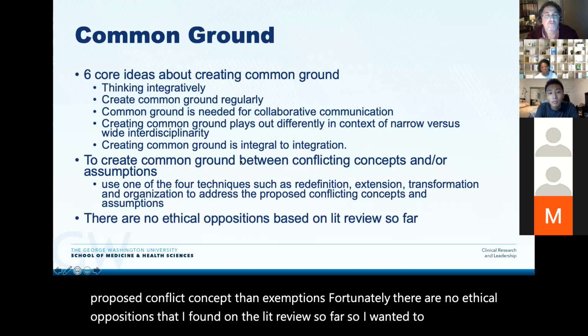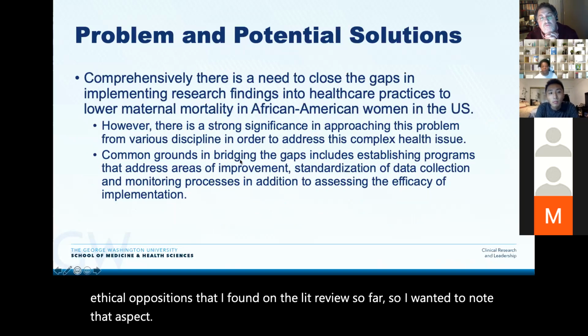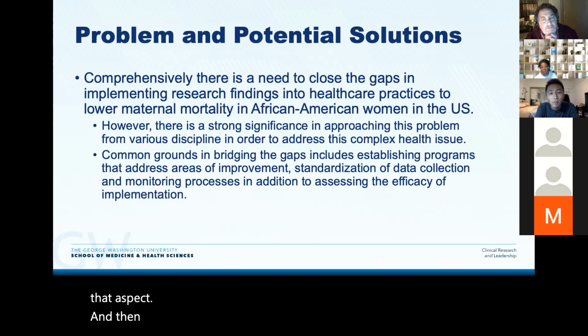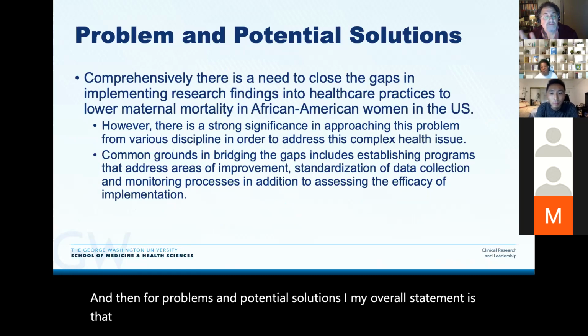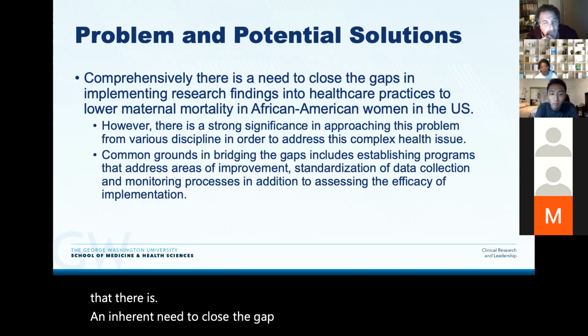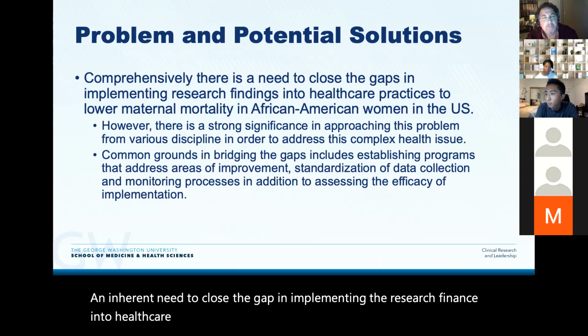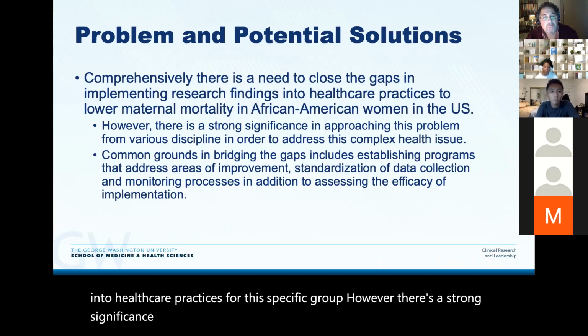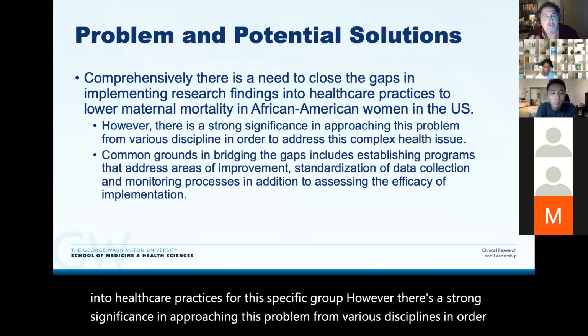Fortunately, there are no ethical oppositions that I found on the literature review so far, so I wanted to note that aspect. And then for problem and potential solutions, my overall statement is that there is an inherent need to close the gap in implementing the research findings into healthcare practices for the specific group. However, there's a strong significance in approaching this problem from various disciplines in order to address the issue.